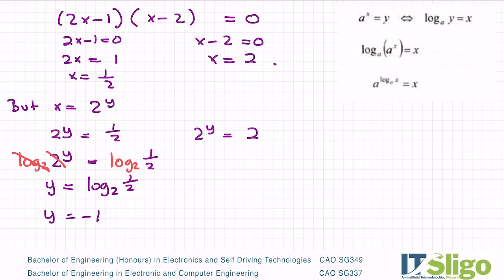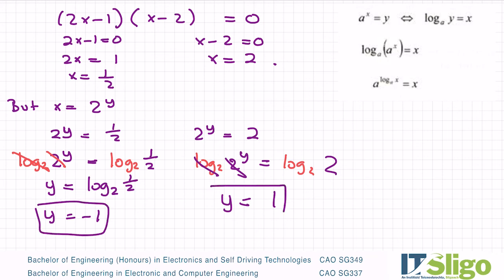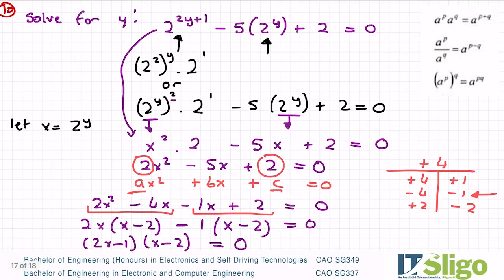And the same in this one, I'm going to do log to the base 2 of both sides, 2 to the power of y, 2 and 2 cancel, log to the base 2 of 2 is an easy enough one, y is equal to 1. So my answers for this one, y is equal to minus 1, y is equal to 1. Okay, a very important question to know how to do for your Leaving Cert.